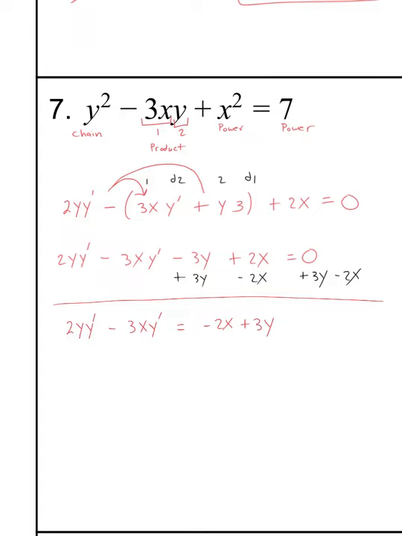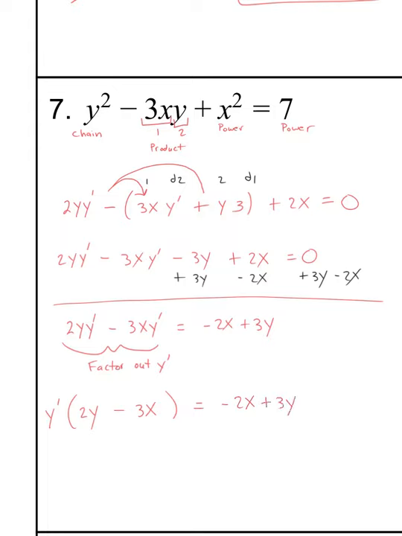Okay, the next thing to do, because there's more than one term with a y prime in it, is to factor out y prime. So we put it in front and we rewrite that binomial. If I divide this term by y prime, I'm left with 2y. If I divide this term by y prime, I'm left with 3x. This right side just comes down, negative 2x plus 3y.